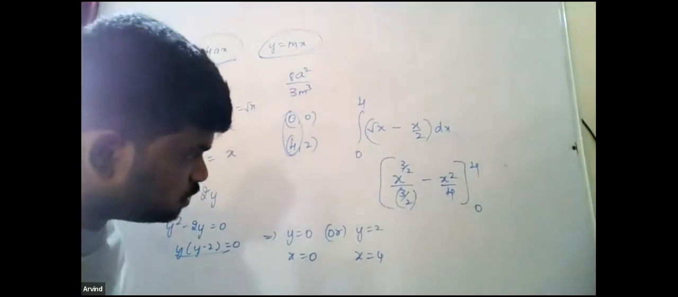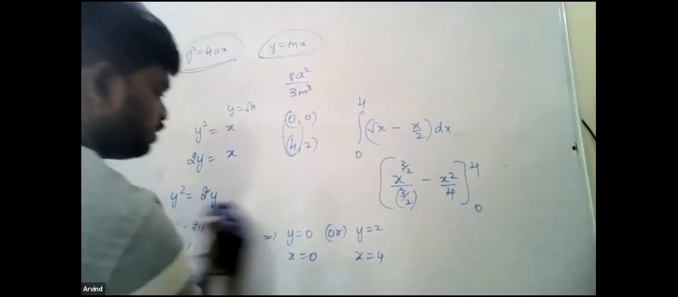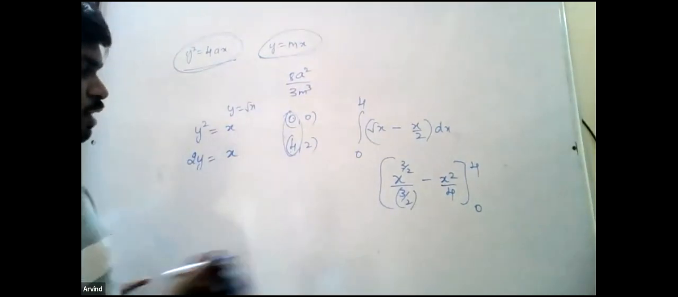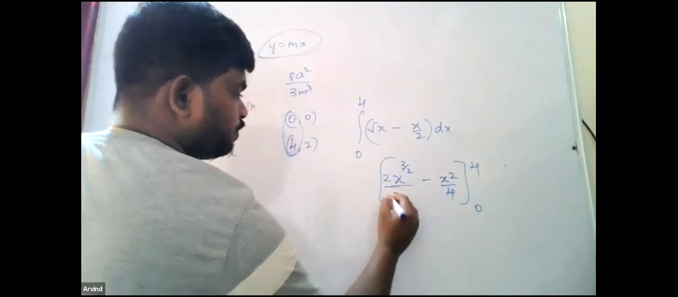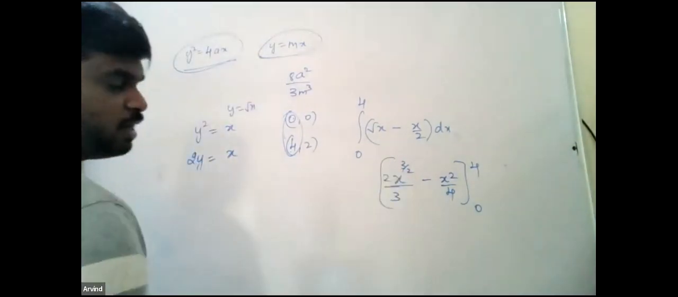Okay, so let's apply the upper limit and lower limit. This 3 by 2 if you reciprocate it will become 2 by 3. So it will become 2 by 3. So if we put the lower limit, it becomes 0.